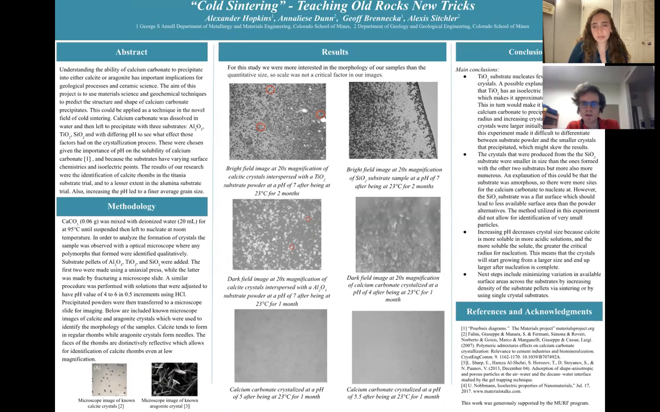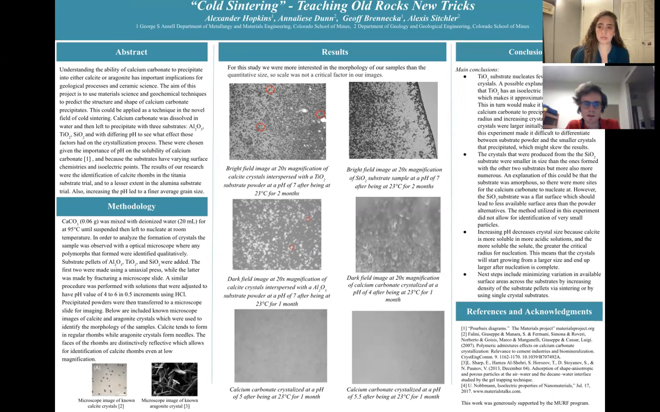So the goal of this project is to combine mining, geology, and materials engineering expertise to get a better understanding of the calcium carbonate mineral system. Calcium carbonate precipitates in one of two forms, typically those being calcite and aragonite. For this experiment, we tested three different substrates, those being alumina, titania, and silica, to see what effect those would have on the material that precipitates out.